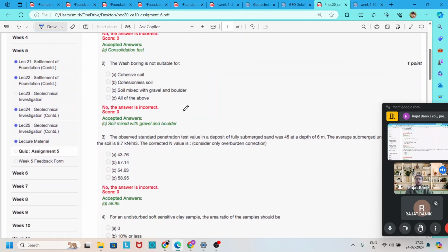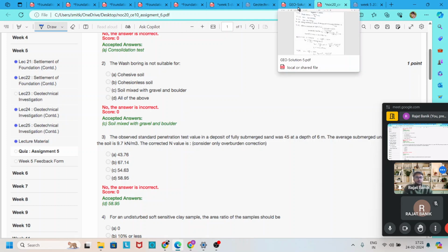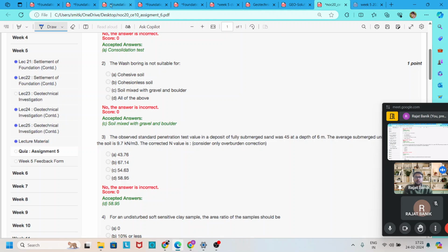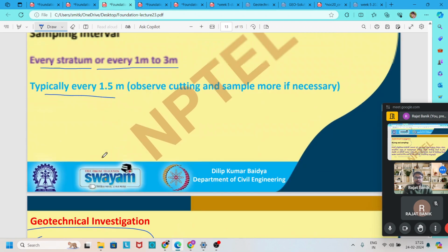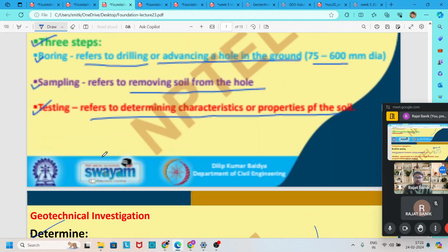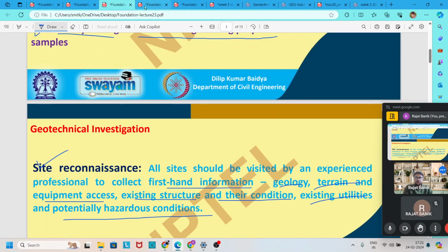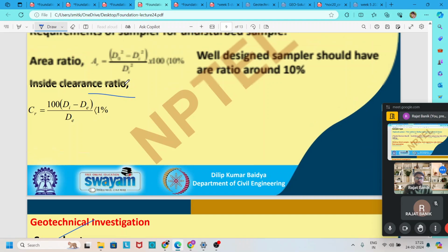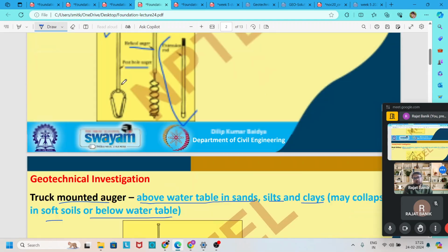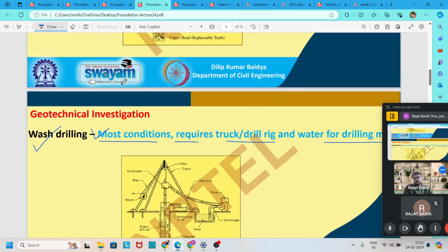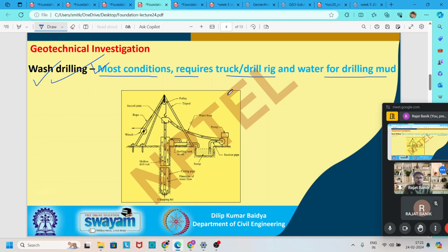Then question number 2 says wash boring is not suitable for. So if you remember, in different types of equipment in lecture 24, wash drilling or wash boring.